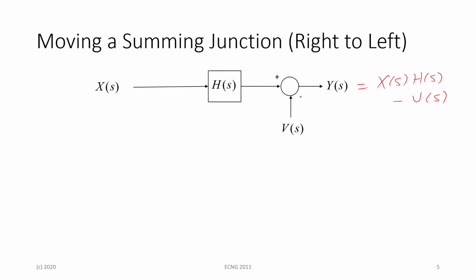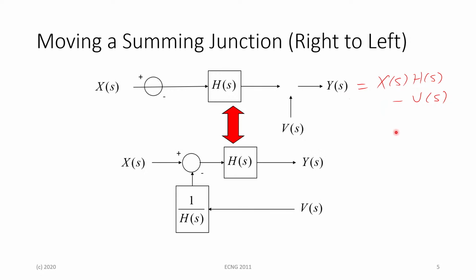And this is the equation that we want to maintain after we shift this summation junction from the right of h of s to the left of h of s. So let's move it towards the left of the h of s here and see how we compensate to get back this original y of s equation. In moving the summation junction from the right to the left, the affected block being h of s, we compensate by saying it's 1 divided by h of s to get back our y of s equation here. And let's work out the math for this to see if this is true.